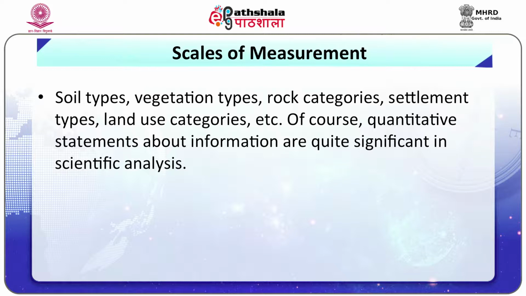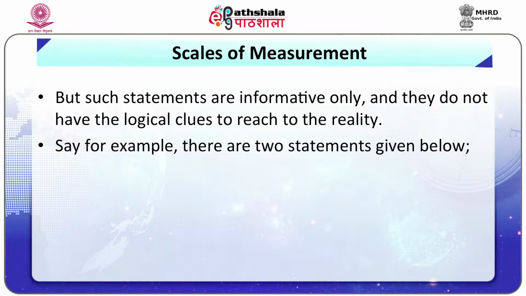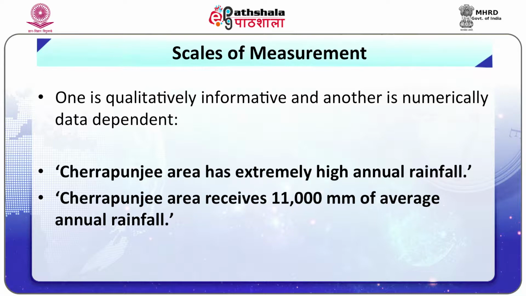Of course, quantitative statements about information are quite significant in scientific analysis, but qualitative statements are informative only and do not have the logical clues to reach the reality. Say for example, there are 2 statements given below. One is qualitatively informative and another is numerically data dependent. Number 1. Cherrapunji area has extremely high annual rainfall. Number 2. Cherrapunji area receives 11,000 mm of average annual rainfall.